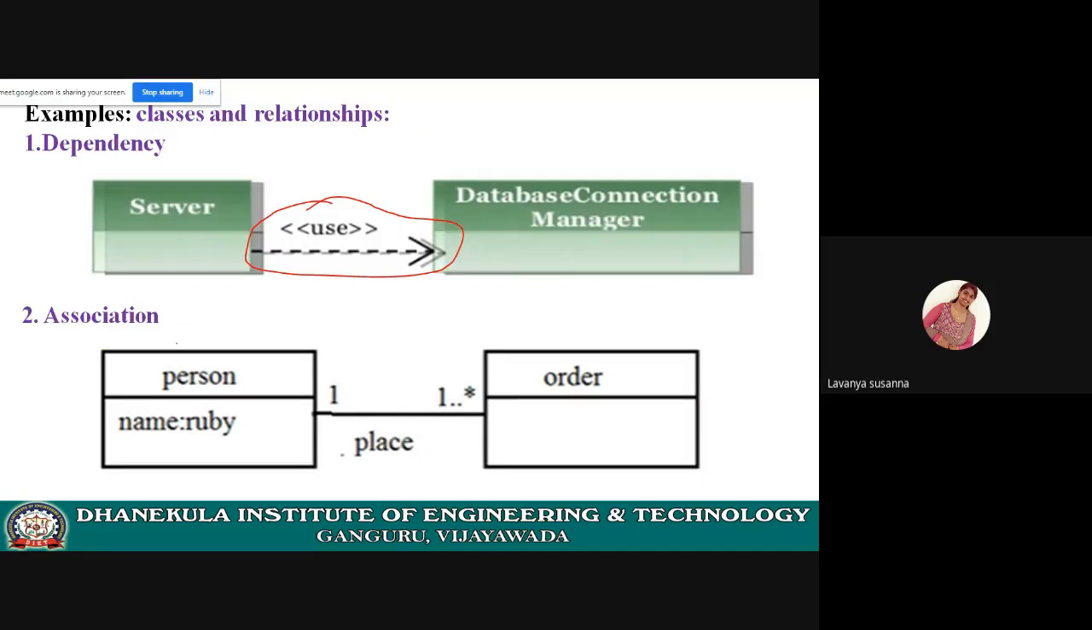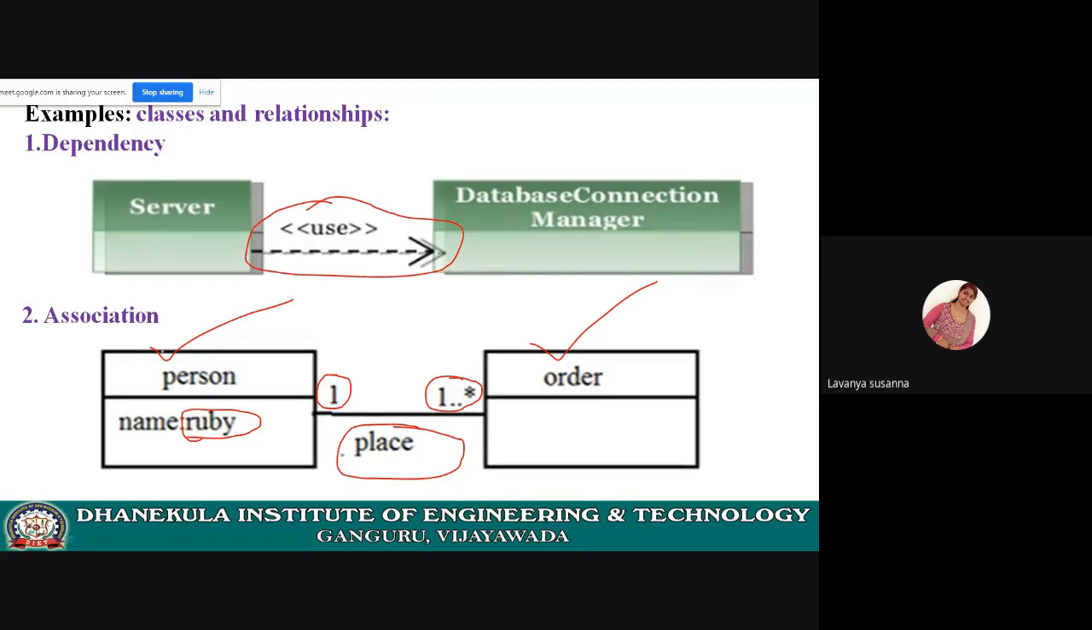See, this is an association. Here one class is person and another class is order. Here is the multiplicity: one person can place one order, or he can place multiple orders. One dot dot star means one or multiple. What he is doing is placing an order. The name Ruby is an object; the person name is Ruby. I hope you understood association.